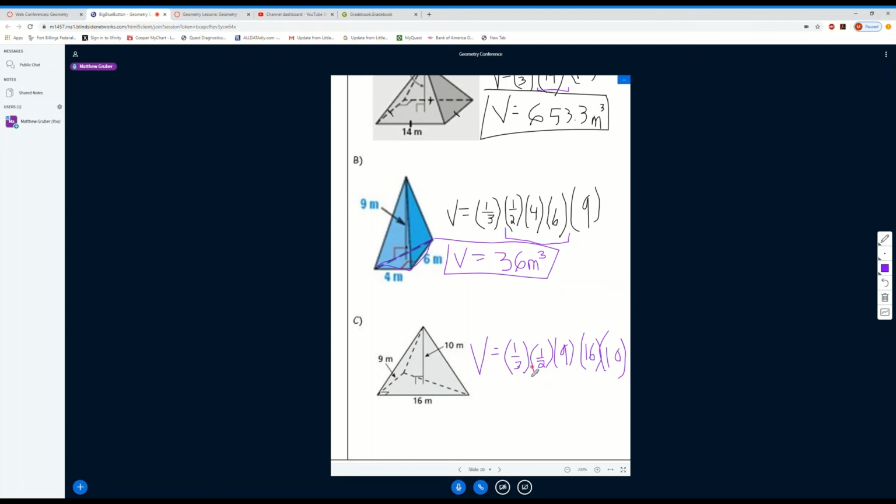So again, I'm going to underline this portion right here, which just represents the area of the base. The volume of a pyramid is 1/3 times the area of the base times the height of the pyramid. It now turns into a calculator problem. You type in your calculator, this straight through, use parentheses, and you get 240 meters cubed.